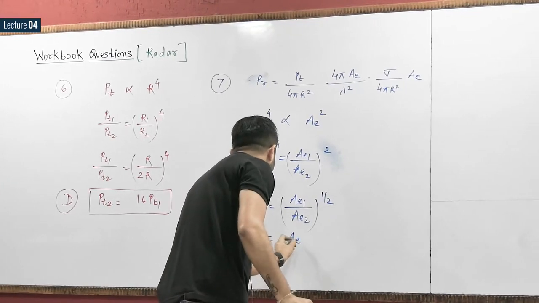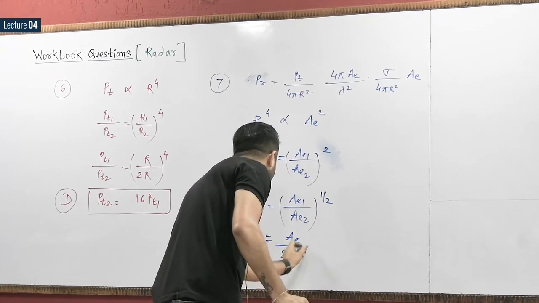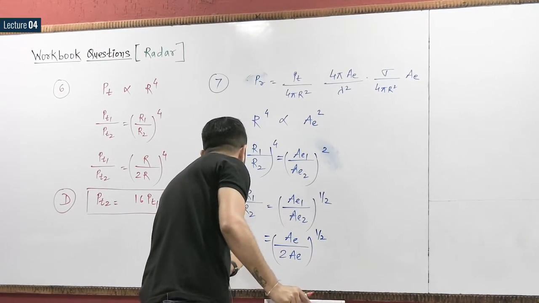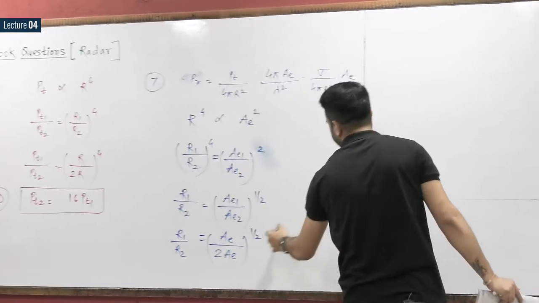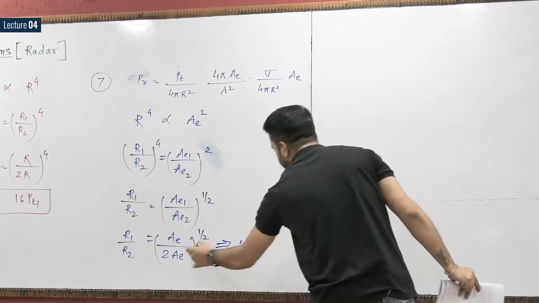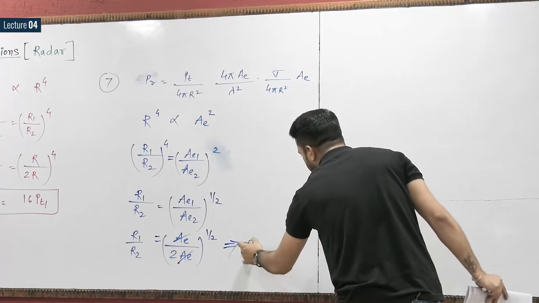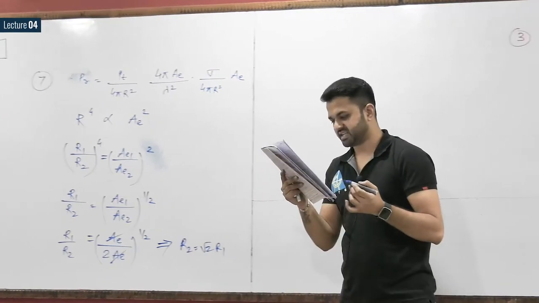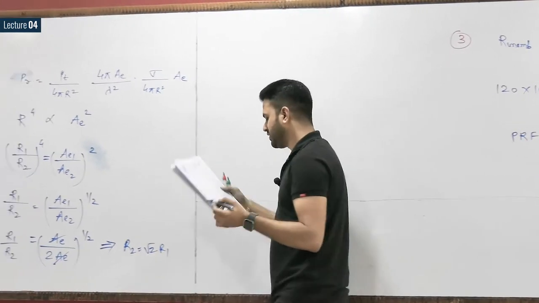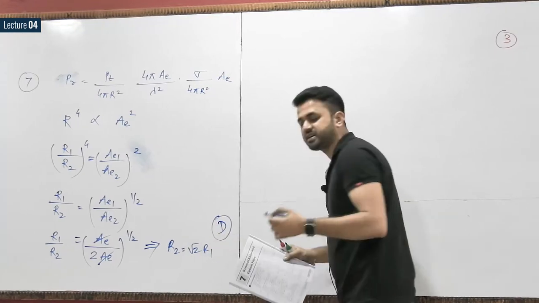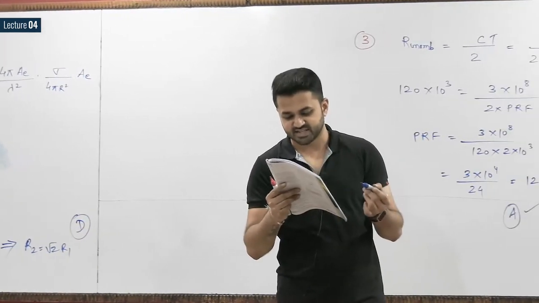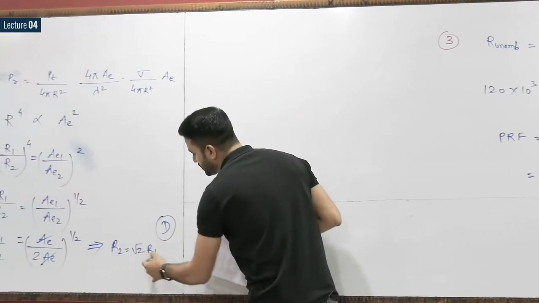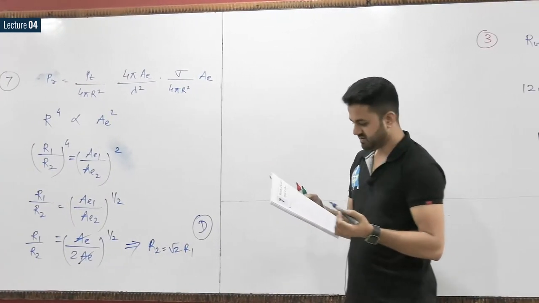So previously it was Ae. Now we are doubling it, so 2 times of Ae, 1 by root 1 by 2, and what would be the range now? So now we can see that from here, this Ae and Ae will get cancelled, this will be root 2. So this R2 will be root 2 times of R1. So the range will be increased by a factor of root 2. So option D is there. If it comes into the denominator, then we say that it is reduced by a factor of root 2. But it is increasing by the factor of root 2 because it is in multiplication.